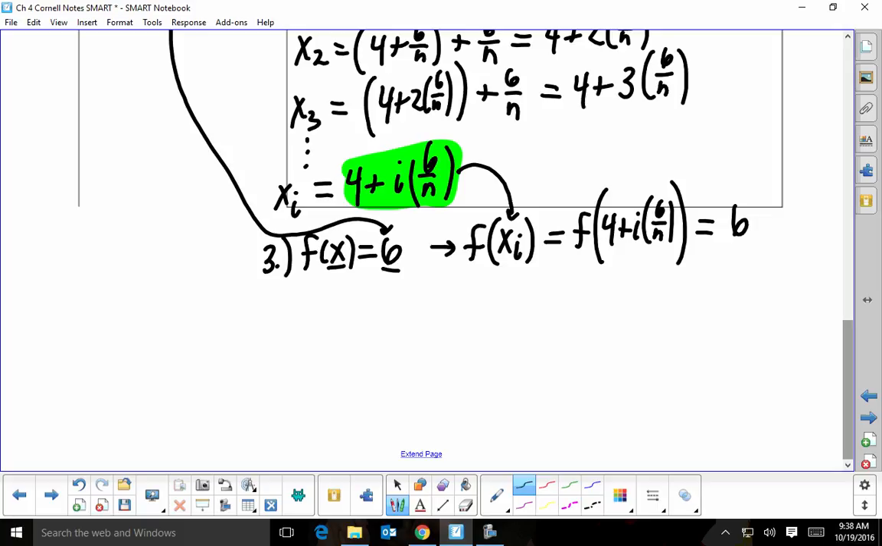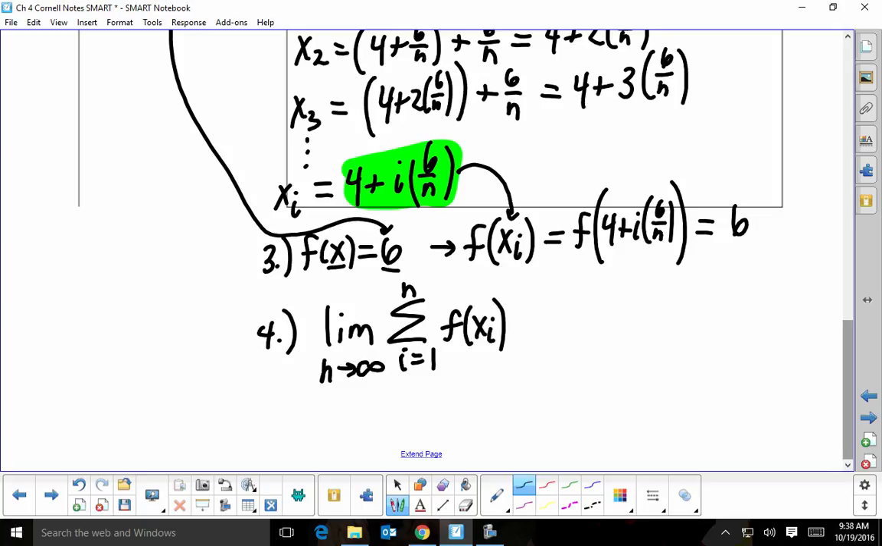So then our last step is we're going to go back to that limit definition here. So we have the limit as n goes to infinity, the summation, I equals 1 to n of f of x sub I times delta x sub I. And we're going to plug in what we found.